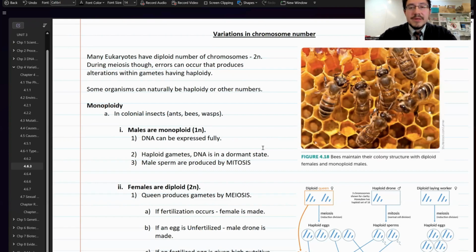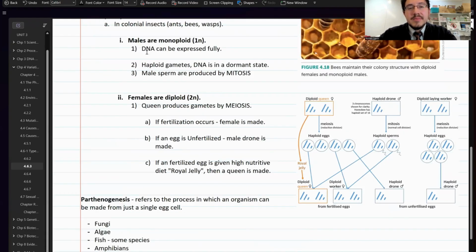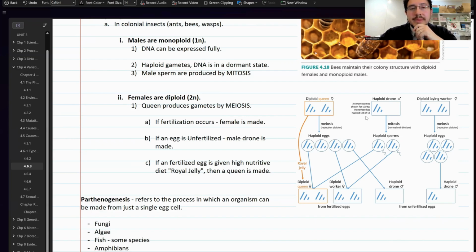So in the case of bees, you have males, and males are referred to as drones in this case. If you take a look at this diagram here, you have a male drone, which is haploid, and these little lines basically indicate the little chromosome set. The DNA has to be expressed fully because we only have one set. Male sperm is produced by mitosis, not meiosis, but they still produce male sperm. Females, on the other hand, are diploid individuals where they produce their gametes by meiosis to reach that haploid state.